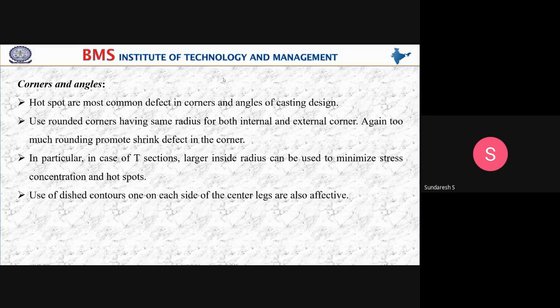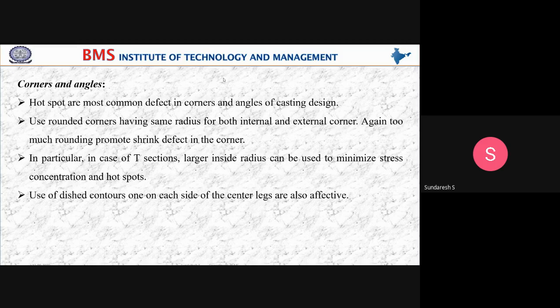Use rounded corners having the same radius for both internal and external corners. Again, too much rounding promotes shrink defect in the corner. In the sense, it is better to use both internal and external corners having the same radius.